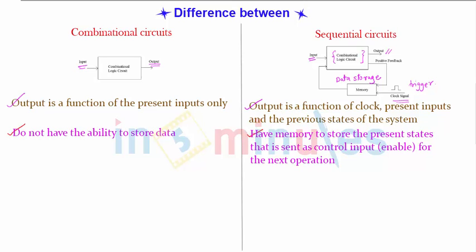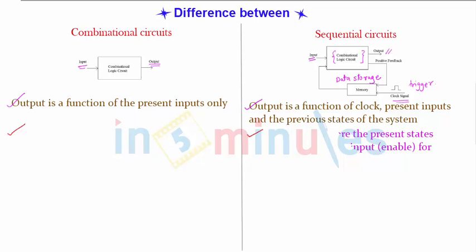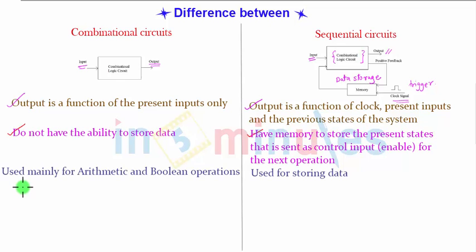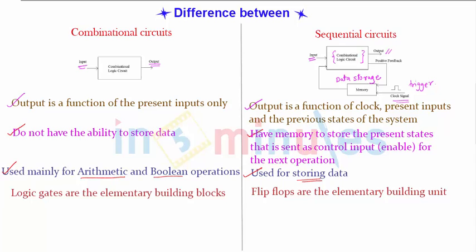Whereas in sequential circuits they have a memory element to store the present state, that is sent as a control input to get the next state operation. That is nothing but the sequential circuit. We have here the combinational circuits used mainly for arithmetic and Boolean operations, whereas sequential circuits are used to store the data. So what are the basic building blocks of the combinational circuit and sequential circuit?